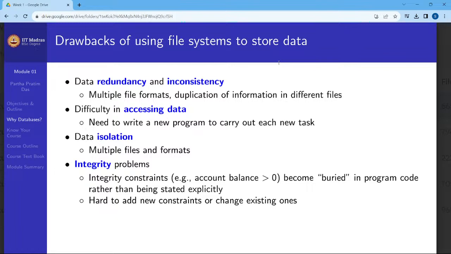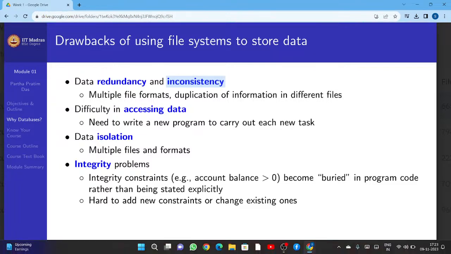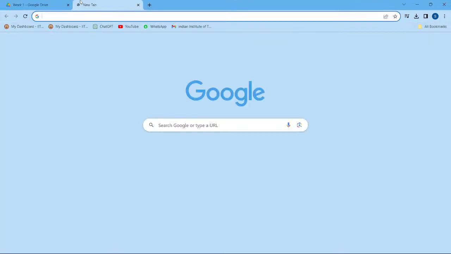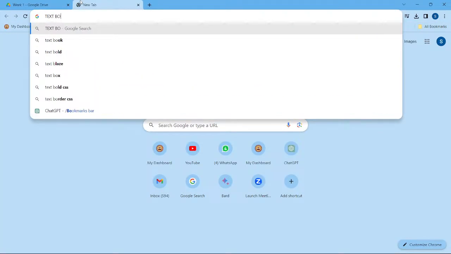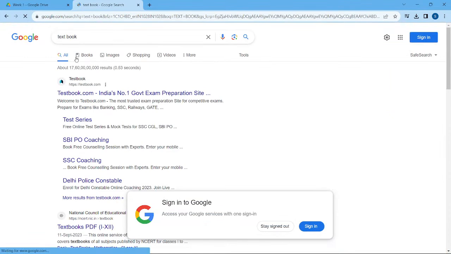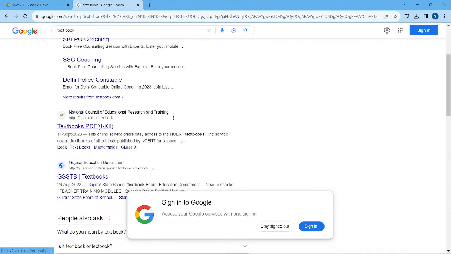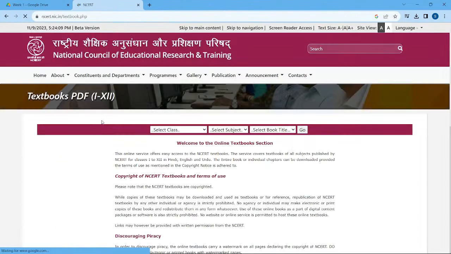So now, what is data redundancy, data inconsistency? There is really inconsistent data in file system. There is no particular order. Let me show you one text file. Is there a text file available on my PC? It's a text file, right? Let's go to a textbook. That would be really easy for teaching you. Okay, NCERT.